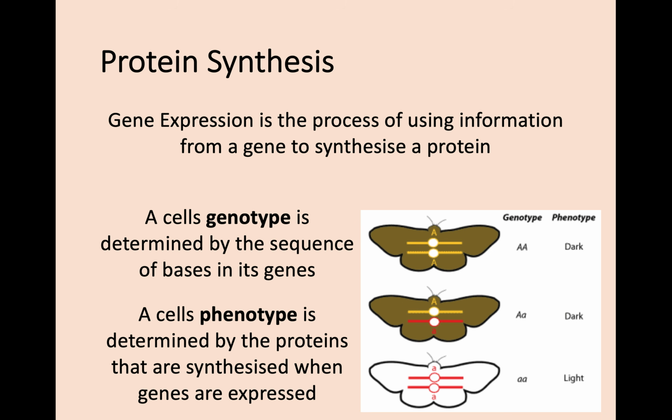Other terms that you might have been familiar with as well is that a cell's genotype is made up by the sequence of bases in its genes. So the genotype is basically the genes that you have. However, your phenotype is determined by the proteins that are made when genes are expressed. And you should remember that phenotype is what you physically look like.